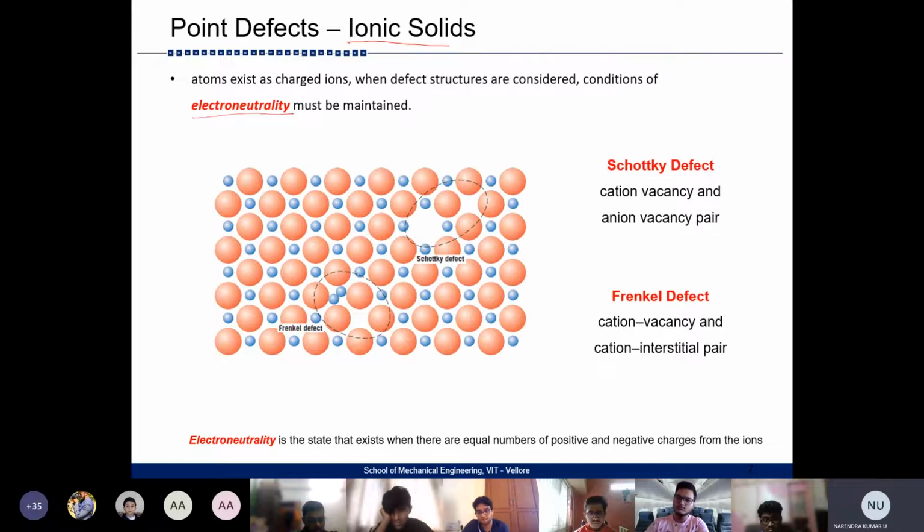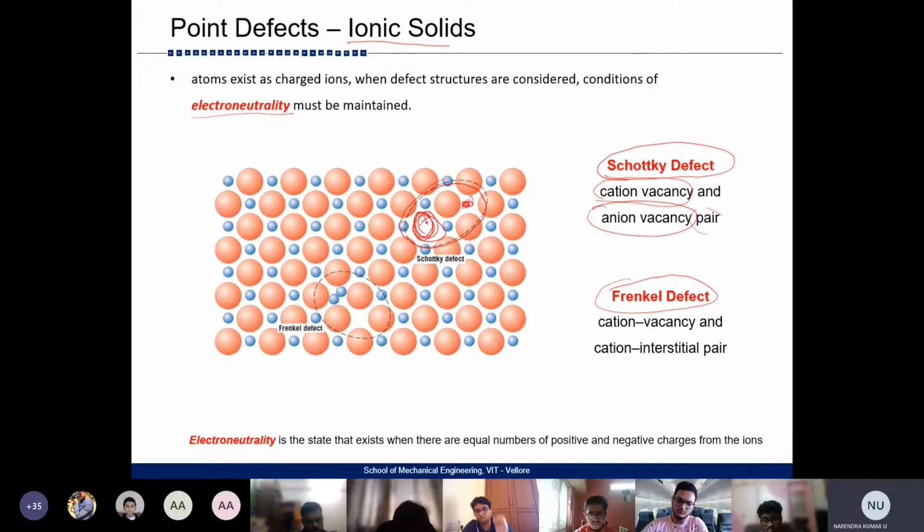So, point defects in ionic solids: we have the Schottky defect and the Frenkel defect. When we say Schottky defect, that means you have a cation vacancy and an anion vacancy, so it's a pair of vacancies. If you see this region here, one cation is missing and one anion is missing. Considering this is +1, this is -1. This +1, -1 is only for you to understand.